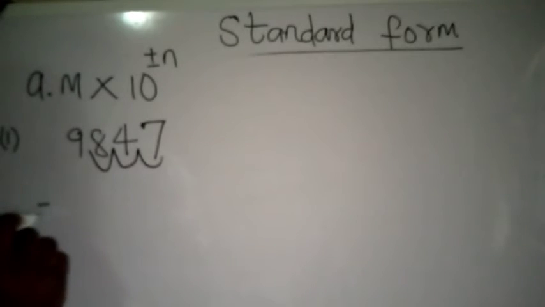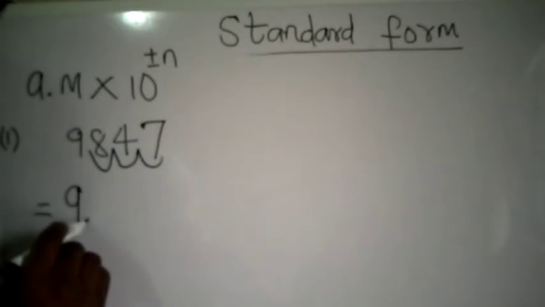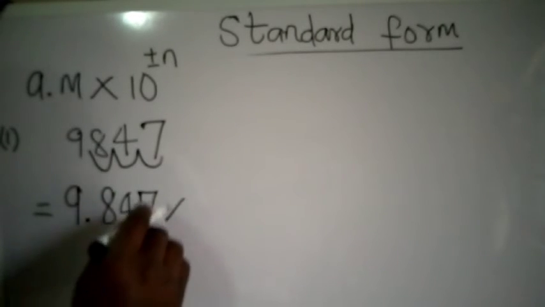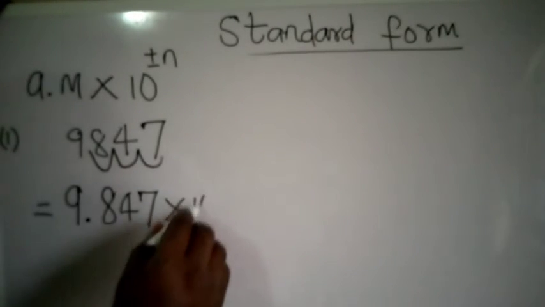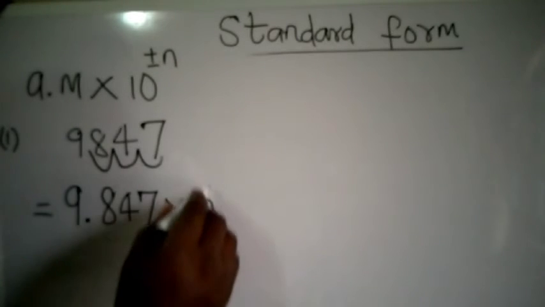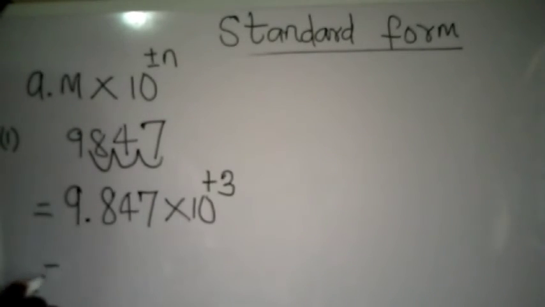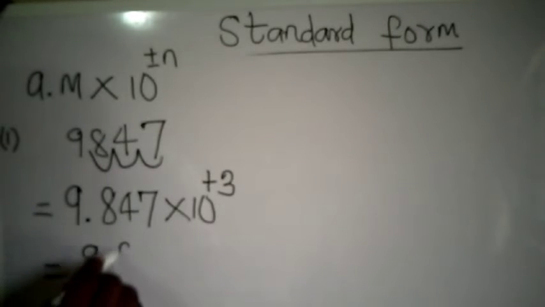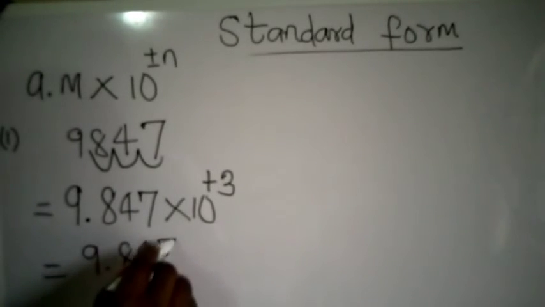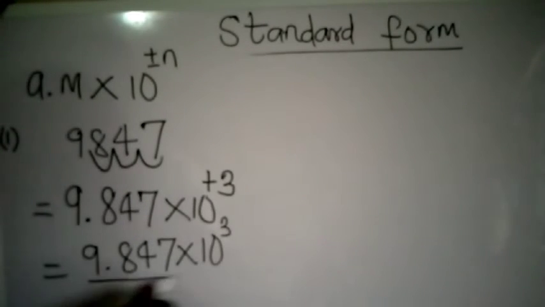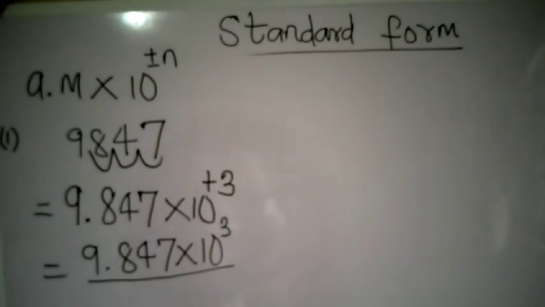That will give me an answer of 9.847. Now I move 3 times to the left. And when you move to the left, you attach a positive sign to this. I move 3 times. And so it is 9.847 times 10 raised to the power of 3. Now, this is my answer for that. I've expressed this whole number in standard form.